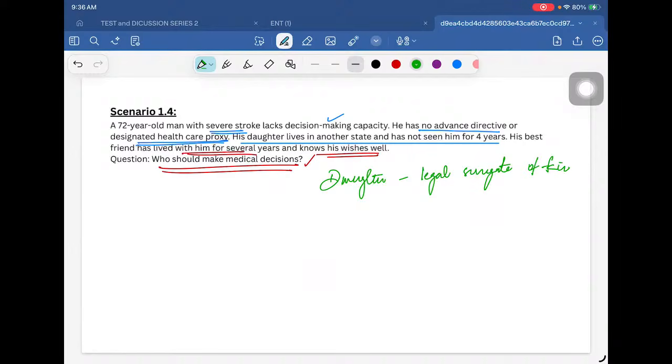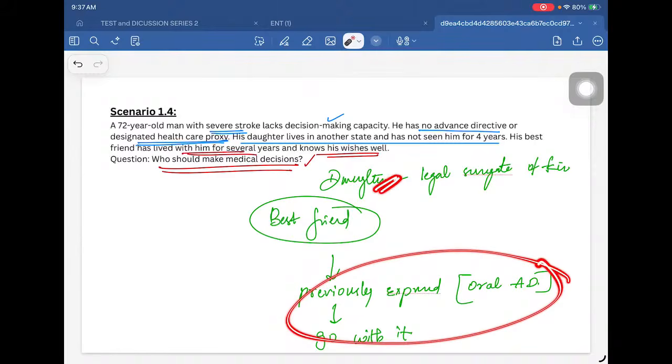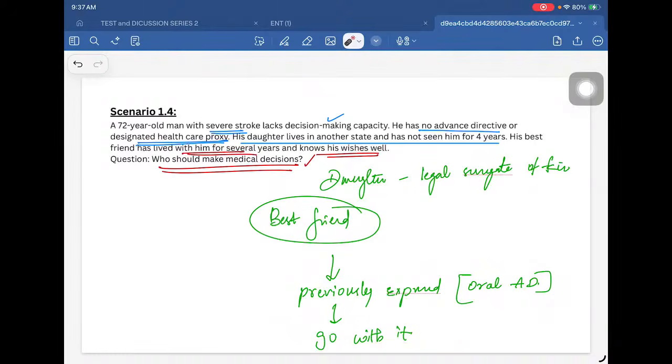But the best friend should be consulted, because the best friend might know the best interest of the patient. If the best friend says, okay, the patient previously expressed these wishes, like the patient wanted this, then this will become an oral advanced directive, and you go with it. Okay, if the best friend mentions it. If the best friend doesn't mention any oral advanced directive, then the daughter will be the legal surrogate of kin. Okay, so this is how you're going to deal with this situation. All right.